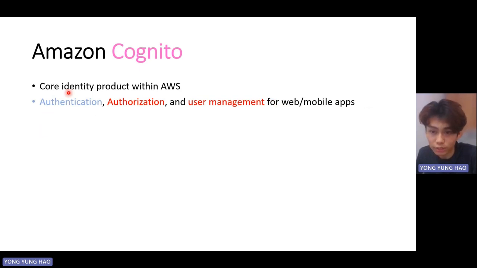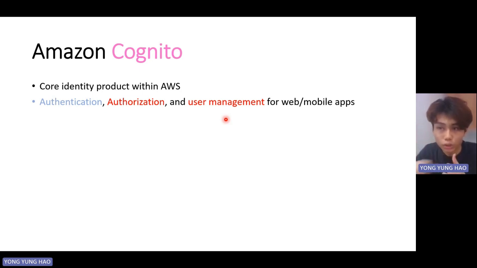So what is authentication? Authentication means login or sign in to verify credentials. Authorization means how it manages the access to the service, and user management means allowing the creation and management of a serverless user database. So we need to know two things that are most important in Cognito, which are the user pool and the identity pool.